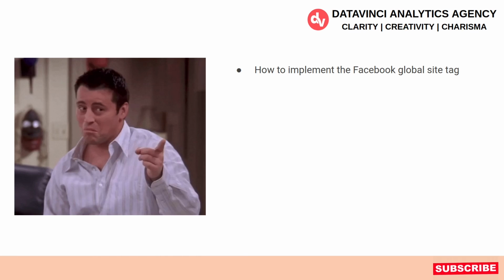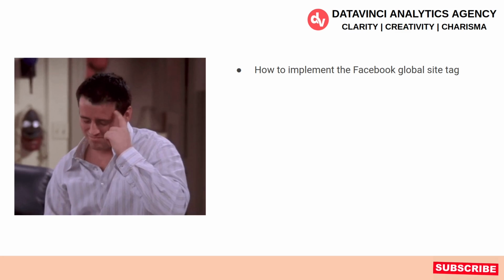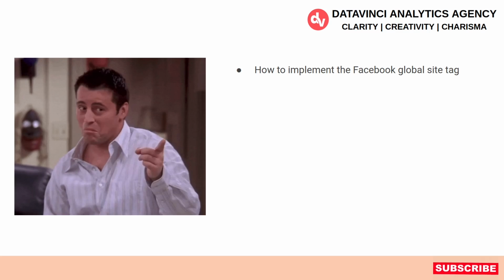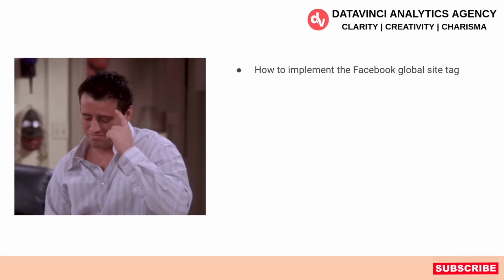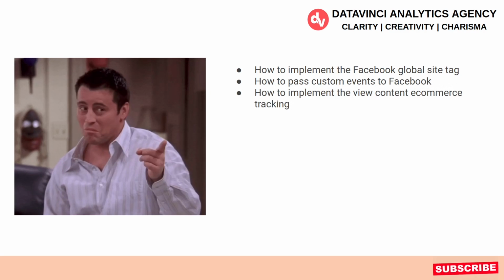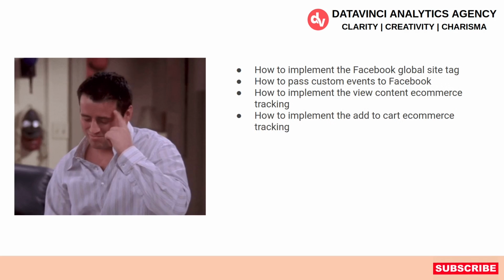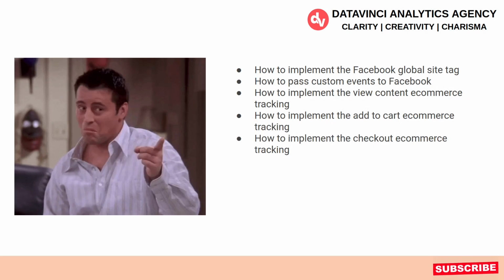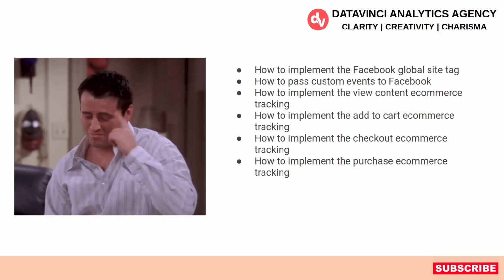Okay, so I need to confess I did not expect the video to be so long, but I think we covered a lot of things in a lot of detail, so this should help you in establishing your knowledge around implementing Facebook pixels through Google Tag Manager. So what did we cover? We covered how to implement the global site tags, we covered how to pass custom events to Facebook, we covered how to implement the view content e-commerce tracking, we covered how to implement the add to cart e-commerce tracking, we saw how to implement the checkout e-commerce tracking, and finally we saw how to implement the purchase e-commerce tracking for Facebook.